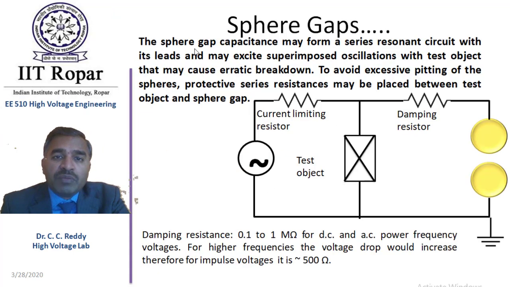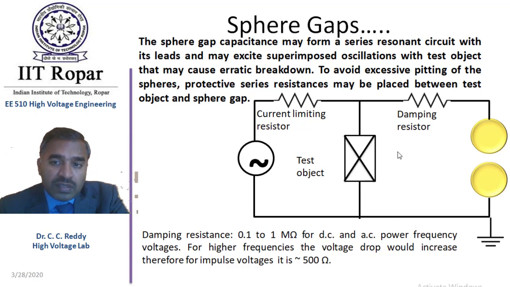Now, sometimes the sphere gap capacitance may form a series resonant circuit with its leads and may excite superimposed oscillations with the test object that may cause erratic breakdown. To avoid excessive pitting of the spheres, protective series resistances may be placed between the test object and sphere gaps. You can see here, this additional resistor is also called a damping resistor, to damp the oscillations or to protect these spheres from pitting, etc.